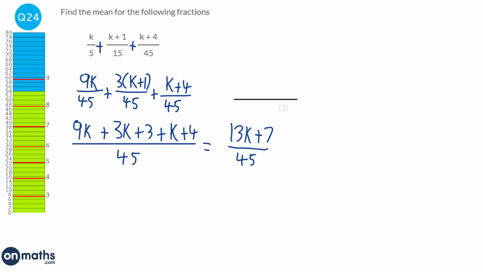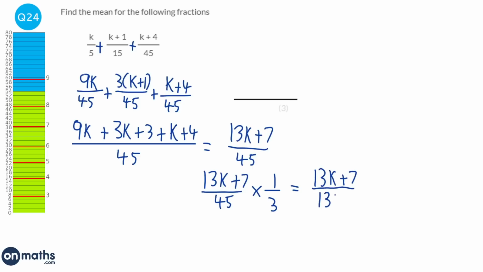So to work out the mean, we need to divide it by 3. But instead of writing divide by 3, we know KFC, keep, flip, change. If you have a division, you keep the first fraction, you change the divide into a times, and you flip the second fraction. So a different and easier way of writing that is times 1/3. So here we just keep the numerator the same because we're timesing it by 1. And then the bottom we just times by the 3, which would be 135. So our answer is 13k plus 7 over 135.